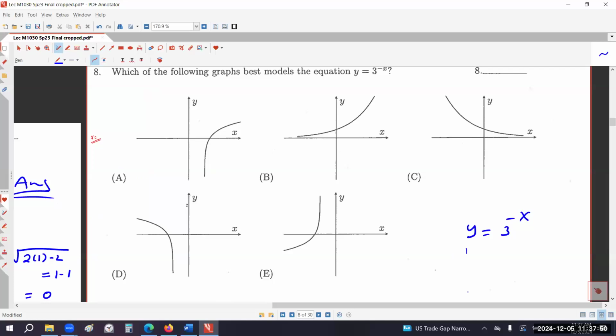So observe the original one. Y equals 3^x. If this is y equals 3 to the x, y equals 3 to the negative x will be what? Is it reflection about x-axis or y-axis? Which one?